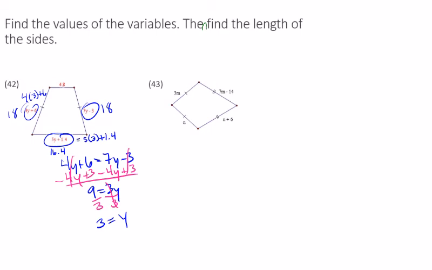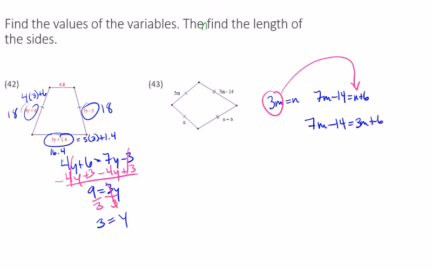And then number 43, these are congruent and these are congruent, right? So we can actually make a system of equations. We can say 3m equals n and 7m minus 14 equals n plus 6. So we can take this value for n and plug it in for that n. So 7m minus 14 equals 3m plus 6. And so then we're in business from there.